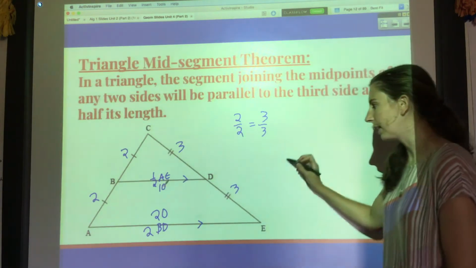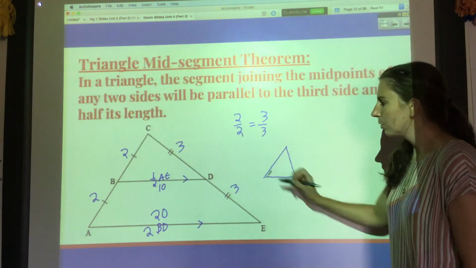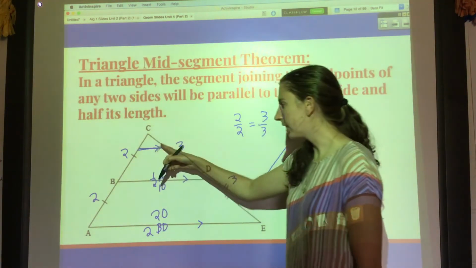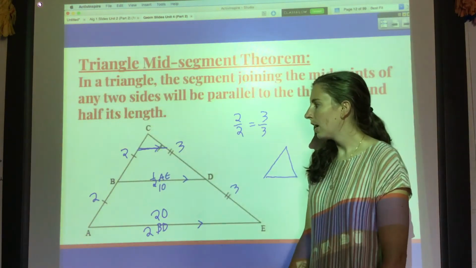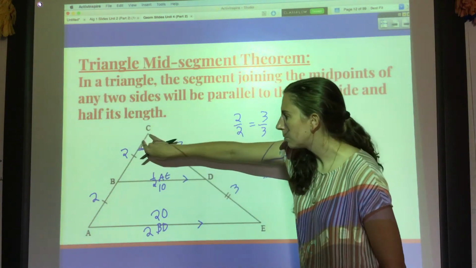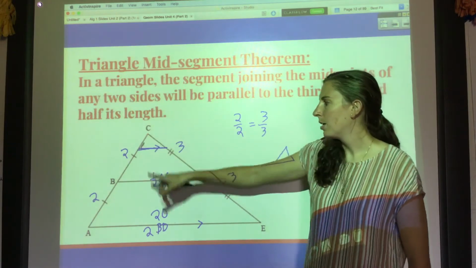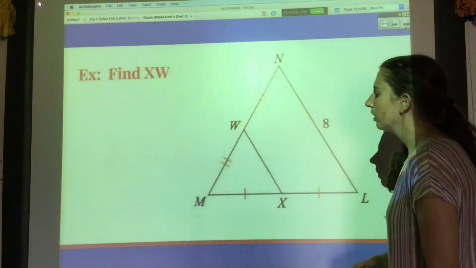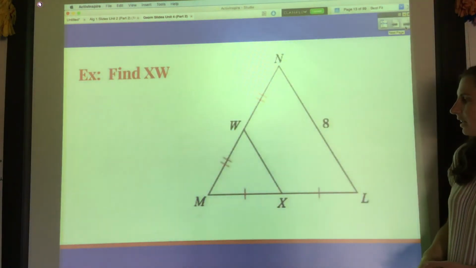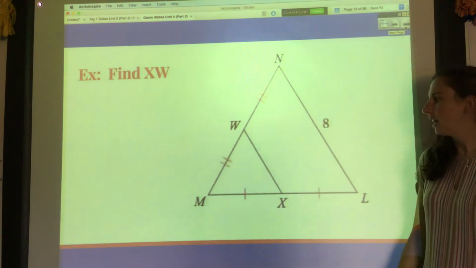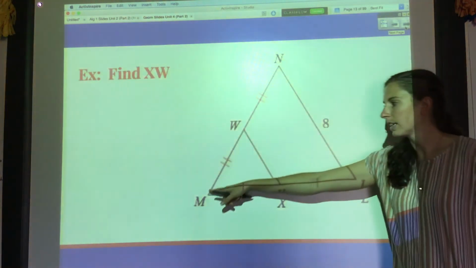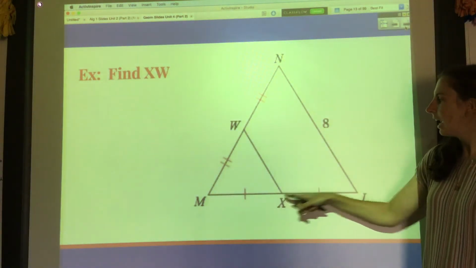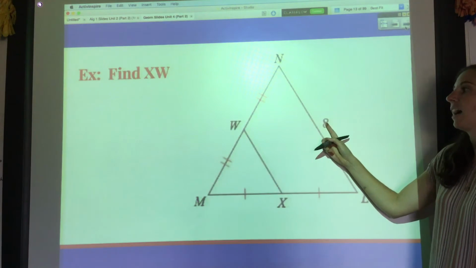That doesn't always happen with any parallel line. Like, let's just put one on here. If I have a parallel line right here, let's say this is also parallel to those. Whatever these pieces are, they would still be proportional, but this would not be exactly half of that. Okay, so a few examples. I want to find the length of XW. I note that it's a midsegment because it's the midpoint of this, and X is the midpoint of ML, and so all I need to know is that it's half of 8, 4.